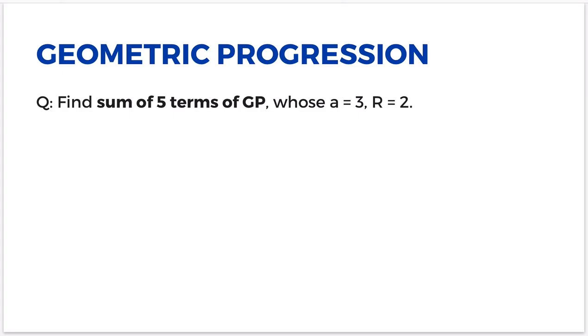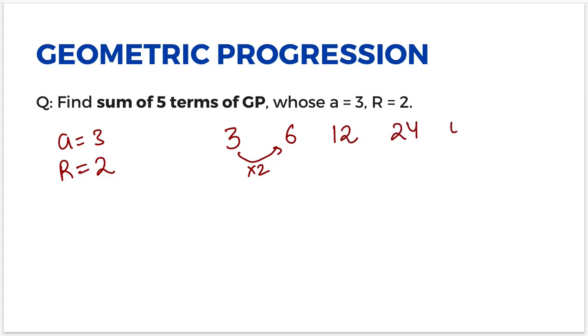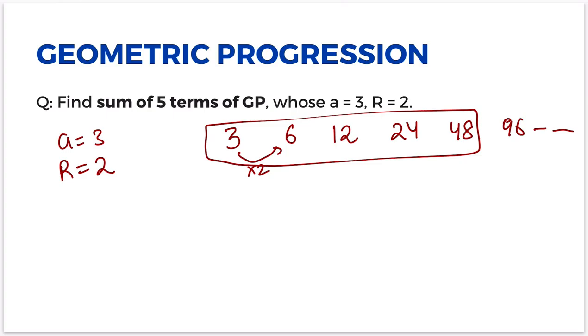Now starting with this. If a is 3 and r is 2, give me the sum of first 5 terms of GP. First thing is, can you form this geometric progression series? Yes. So first term is 3. How do you get the second term? 3 into 2, that is 6. 6 into 2, 12. 12 into 2, 24. 24 into 2 is 48. 48 into 2 is 96 and so on. Right? So they are asking you to give me the sum of first 5 terms of the series.